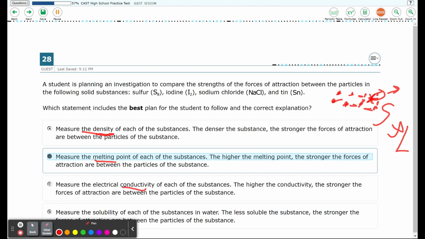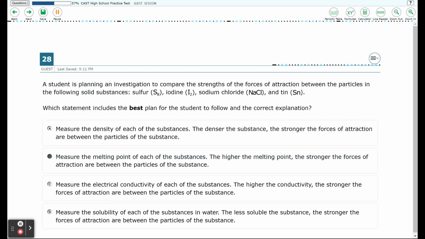Electrical conductivity has to do with how well the electrons can move from one atom to another. That's not really about the force between particles. It's more about the force within the atom. Can some electrons leave? And finally, solubility. Solubility is another great idea because solubility is breaking these atoms apart, but there are other particles from the solvent that are getting in there to help make it happen.